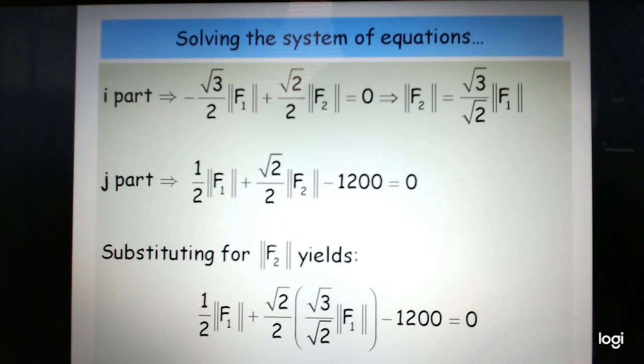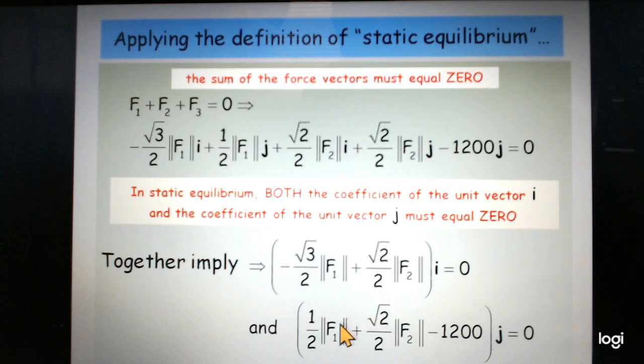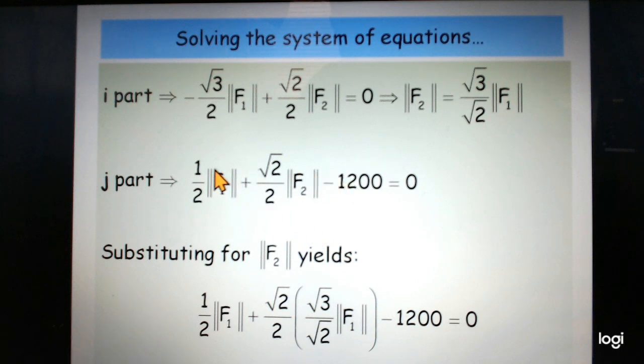Then I'm going to take the same thing with the j part. Let's go back there. This equals 0. This is a vector, so this scalar quantity here must equal 0. That gives us our second equation. Now I'm going to take this expression for F2 and substitute it right in there. I get this crazy thing, but at least I now have one equation and one unknown, which is the magnitude of F1.